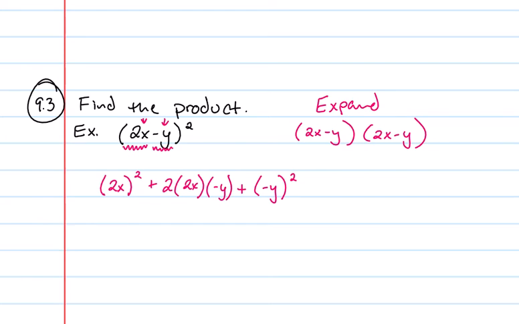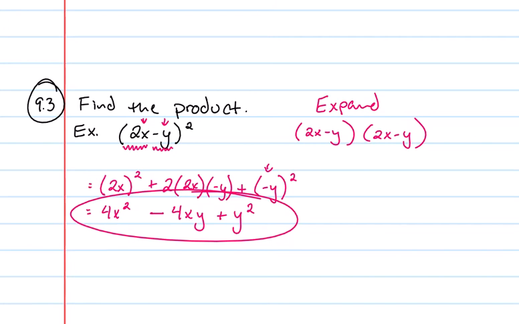So 2x squared, that's 2x times 2x, or 4x squared. And then you end up with a positive 4x times negative y, gives you a negative 4xy. And then a negative times a negative, or a negative squared, is a positive 4y squared. And that is your solution. If you remember these shortcuts, it can get quicker and easier for you, so you don't have to go through the entire foiling process.